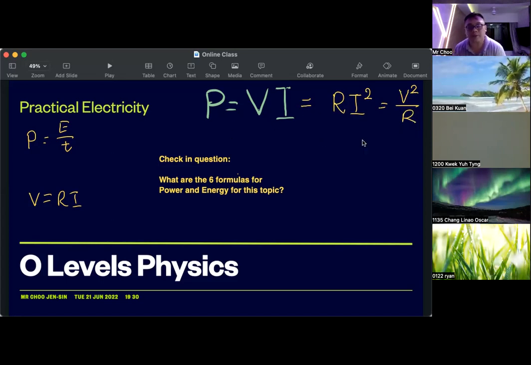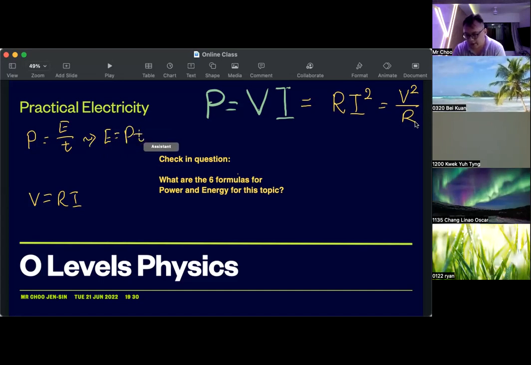Sometimes the question will provide two of the three variables. In the first case, the two variables are V and I. In the second case, the two variables are R and I. And in the last case, the two variables are V and R. Is that clear? Now, if I rearrange the power formula, I get E equals PT.